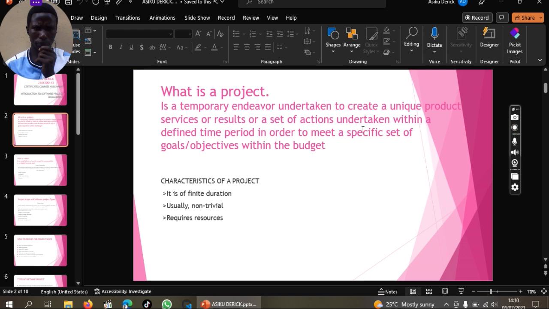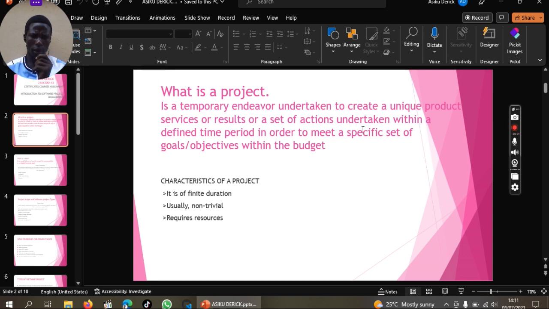Let us start with understanding what is a project. A project is a temporary endeavor undertaken to create a unique product, service or result, or a set of actions undertaken within a defined time period in order to meet a specific set of goals or objectives within the budget. As we have listened, a project is temporary. It's not something that is permanent. Within a specific time period, it has a purpose and a goal, as the definition has explained.